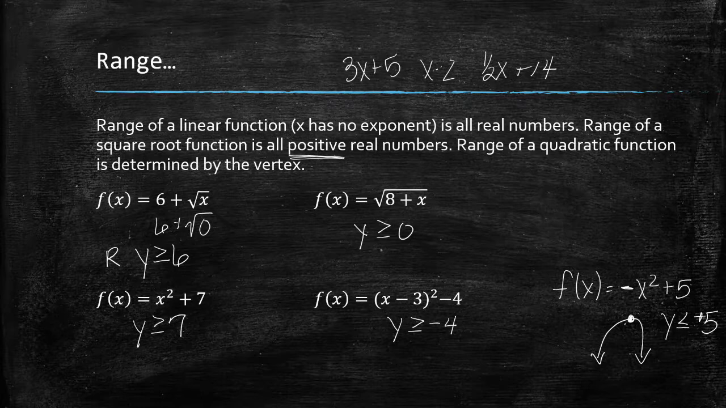Same with the square roots, actually. If there's a negative in front, it flips it. So your range now becomes your highest value and underneath. So you're basically flipping that sign, okay?